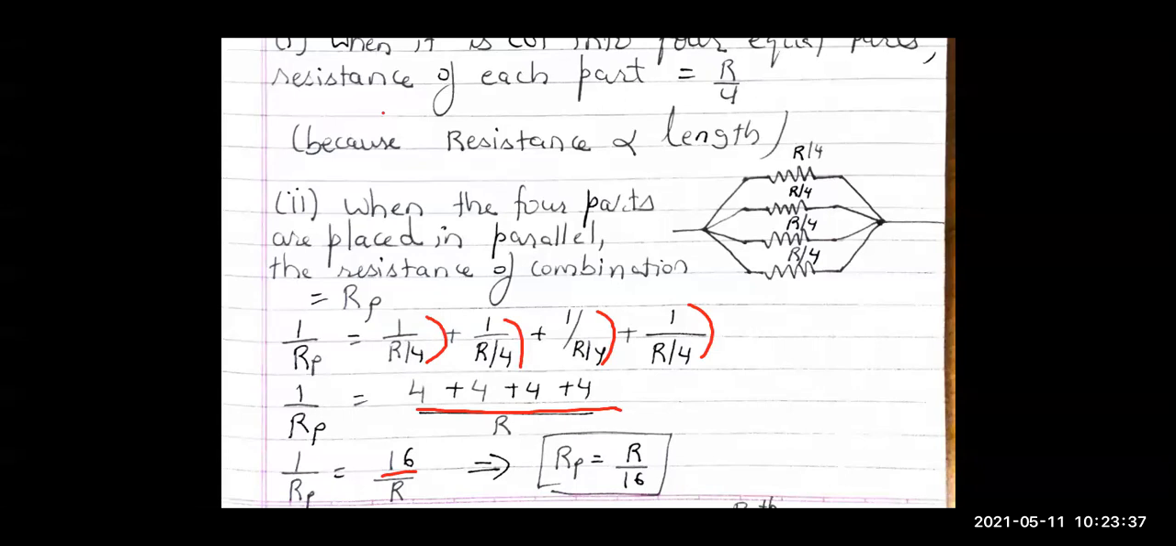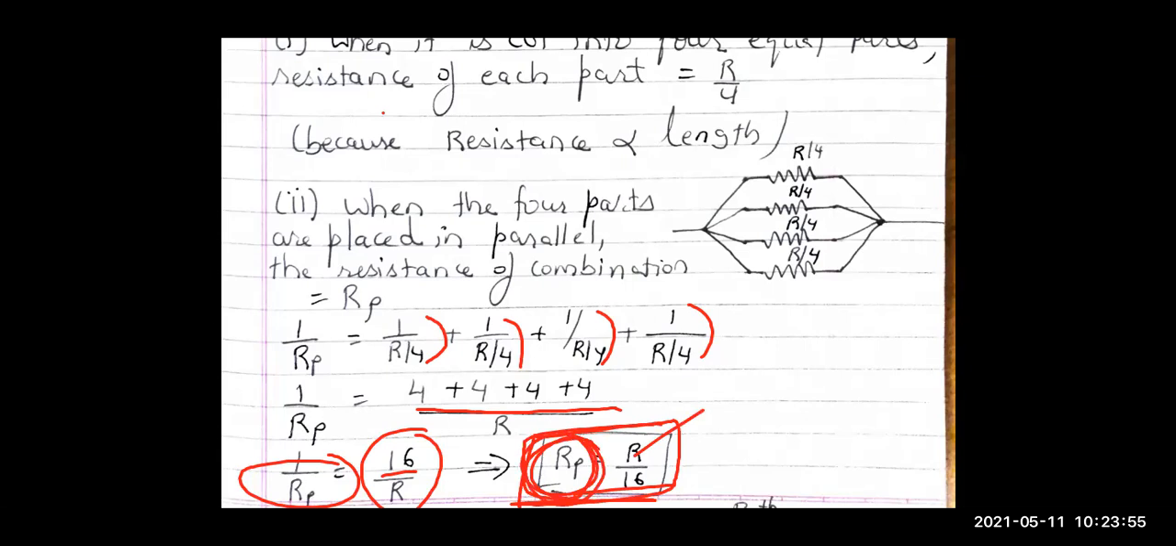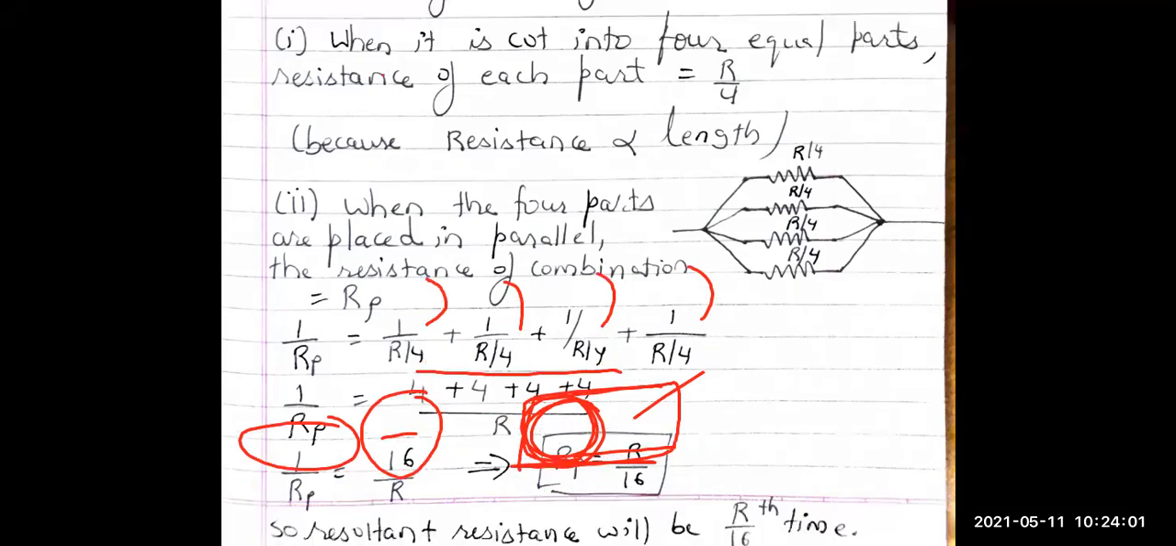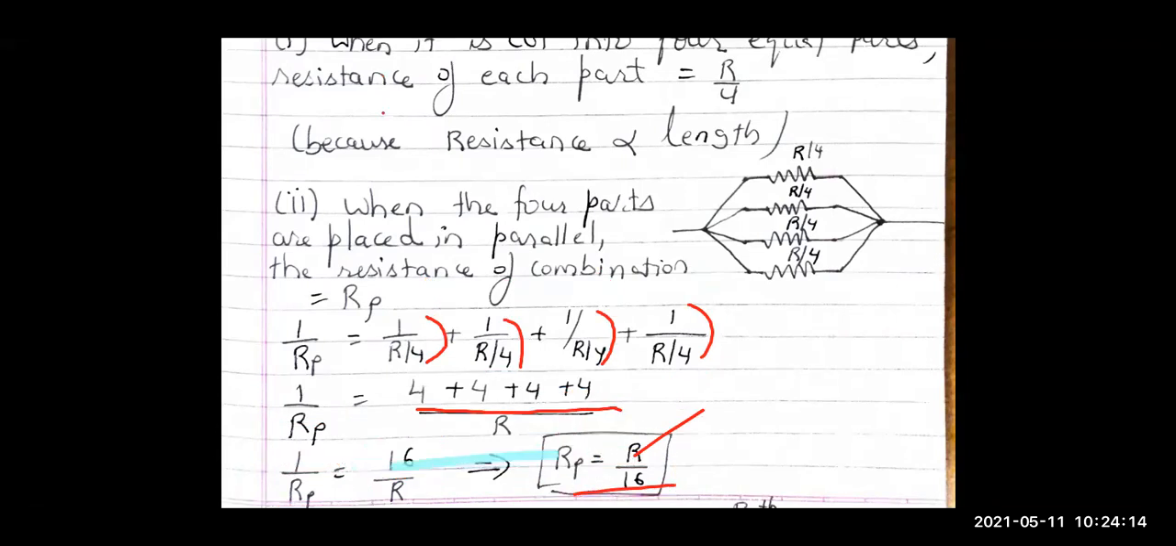So your value of 1 upon Rp is 16 by R. If you want to find Rp, you have to take the reciprocal. So Rp equals R by 16. So here you can compare the value of the joint resistance with the original. The value of the resistors connected in parallel is 1 by 16 times the value of the original resistance. So the resultant resistance will be the original divided by 16 times, that is R by 16. Okay, beta? Fine. Is this clear?